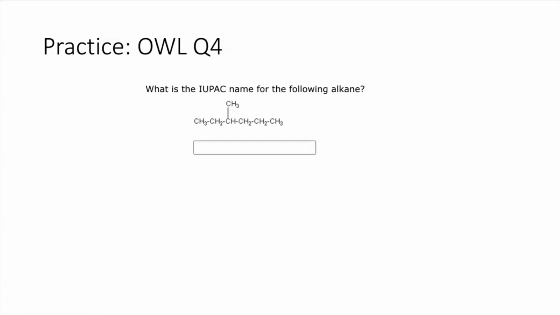All right, so looking at your OWL question 4, we're asked to name this alkane. And so first I'm gonna go through and number the parent chain. I can number from left to right or right to left. Since it has a branch coming off of it, I want to position that branch at the lowest possible number that it could have. And in that case, we're looking at left to right.